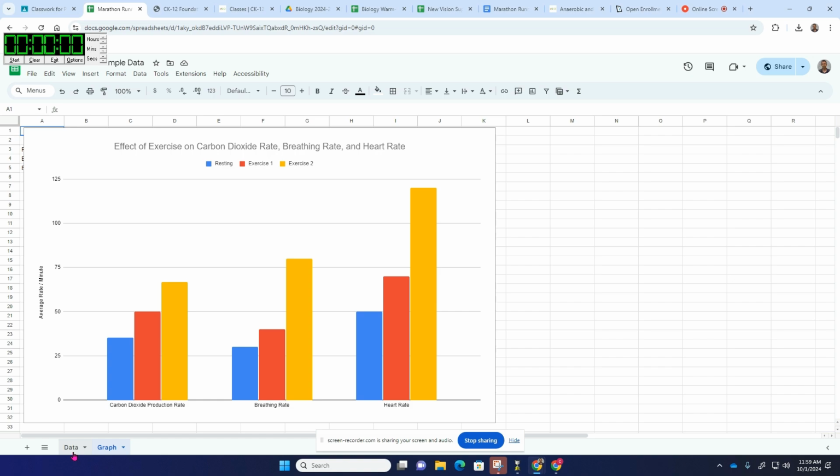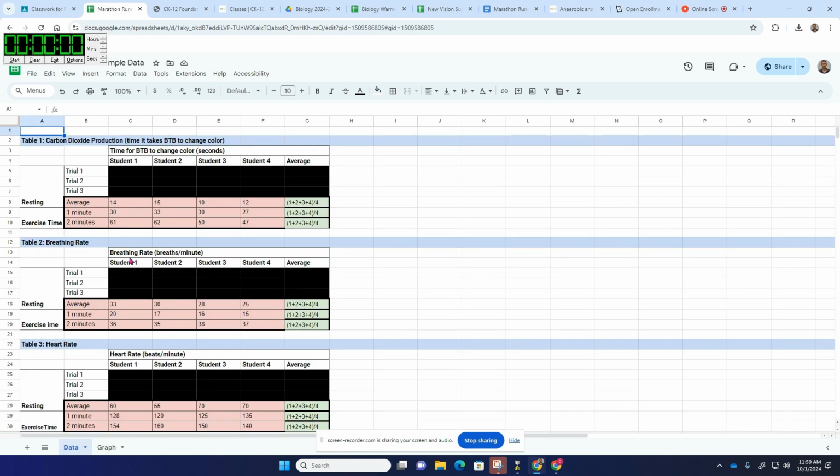And so if you don't have any data, you can simply write in these numbers. Now you will still need to calculate the average. And to calculate the average, you'll take the first, second, third, and fourth numbers, hit enter, divide by 4, that will give you an average. And this is for resting. And then here we have 1, 2, 3, 4 numbers adding together, divide by 4 to get an average for 1 minute. And then the same process for 2 minutes. And then you'll do that for each table.